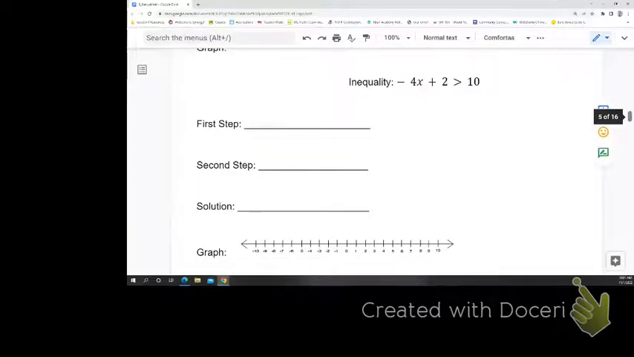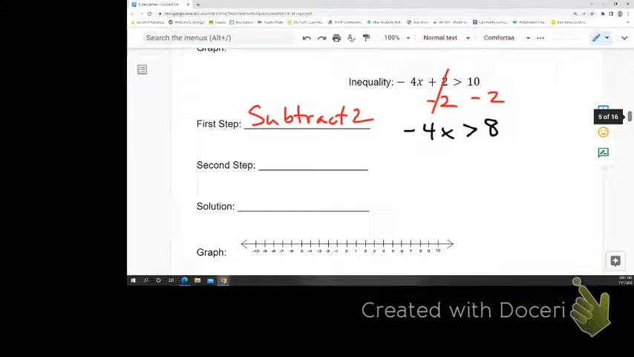Much the same two types of steps, but it's going to have one extra thing that we have to do because of that starting out with -4x. But first step will still be subtract the 2. So now we have -4x and then 10 minus 2, which would be 8. And we still have greater than. And then our second step is going to be divide by -4.